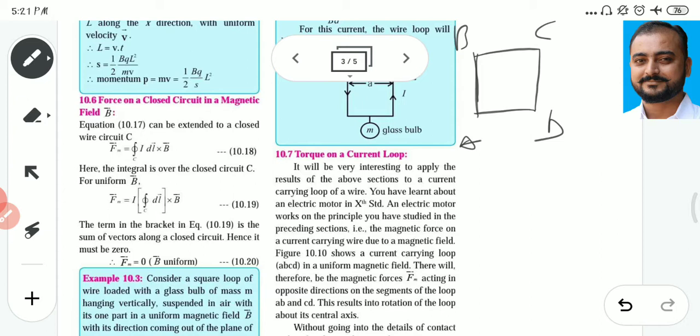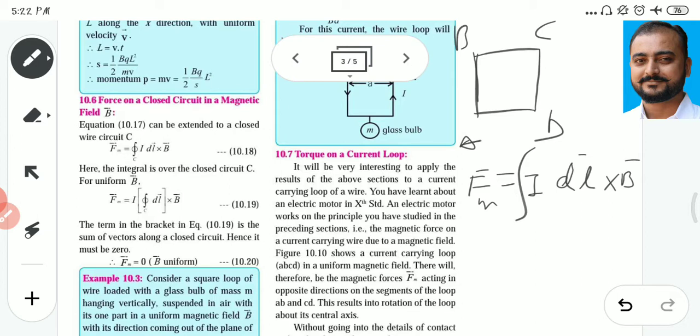And to calculate this force due to the magnetic field, let us write the relation. Just previously we studied the relation Fm is equal to I into, for a small length of wire, dl bar cross B bar, and its integration.